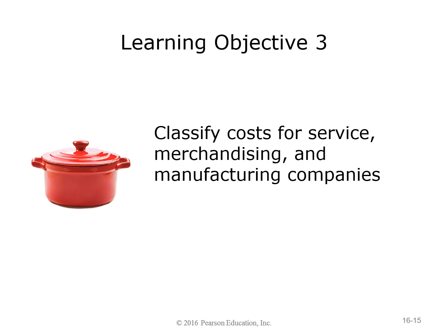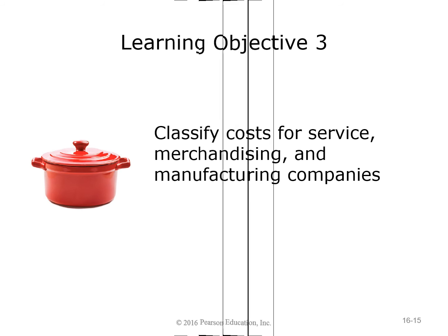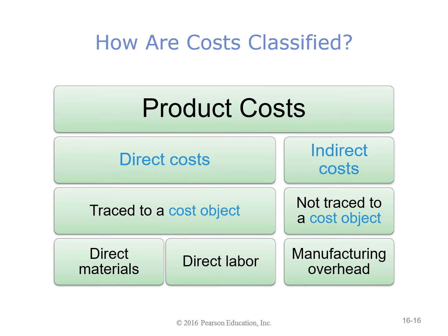Learning objective number 3, we will start to classify cost for service, merchandising, and manufacturing company, which means we are going to get introduced to the different companies. I will start by the classification of cost in a manufacturing company. Actually, the cost in a manufacturing company is called the product cost. And the product cost includes direct cost and indirect cost. The direct cost, a cost that can be traced to cost object, like direct material and direct labor. The indirect cost are not traced to cost object, and it is called manufacturing overhead.